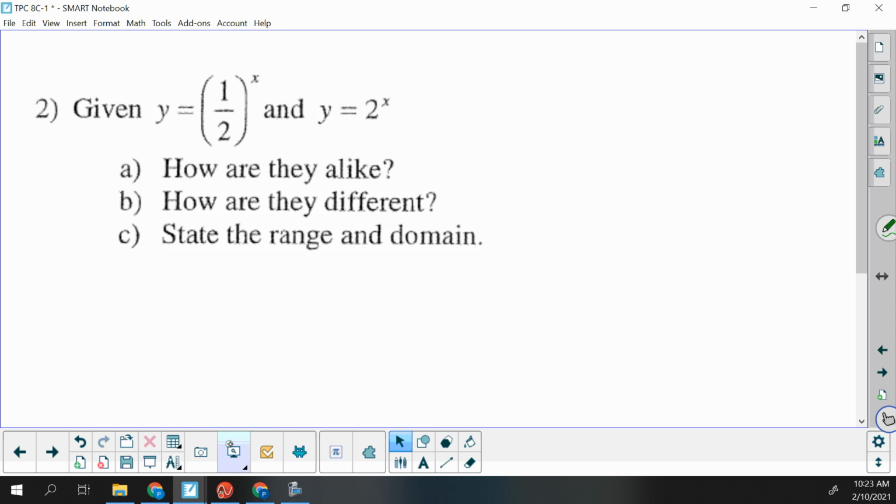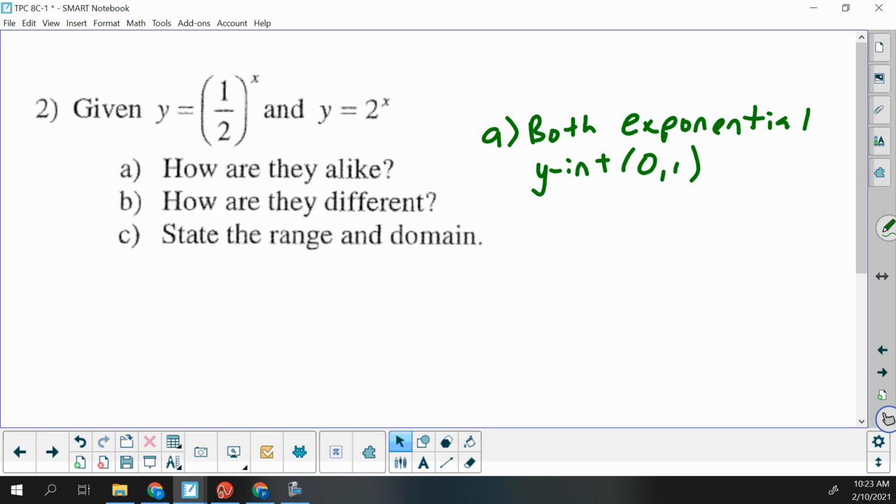So for part A, how are they alike? They're both exponential, and their y-intercepts are both 0, 1. How are they different? One of them is growth, the other is decay, and their bases are different as well.